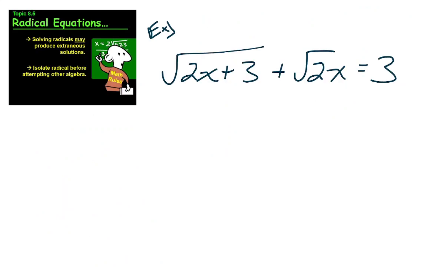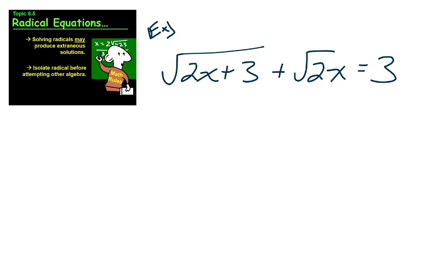Welcome aboard. Here's a radical equation. It's got 2 radicals. How am I going to isolate the square root? Well, I'm not going to isolate both of them. It's impossible. But I am going to isolate one of them at a time.